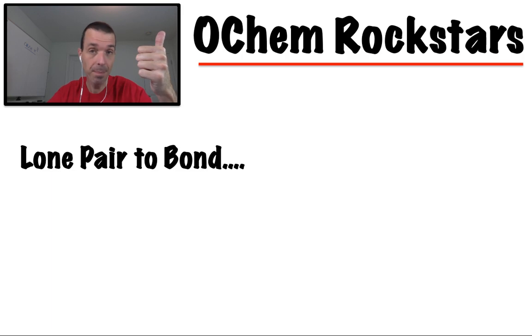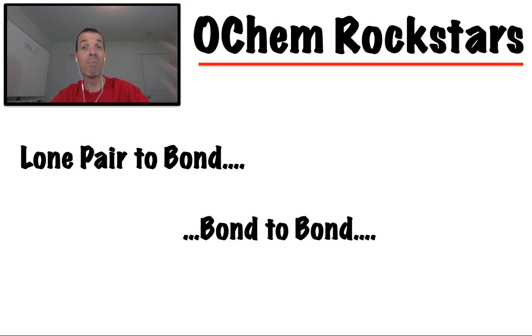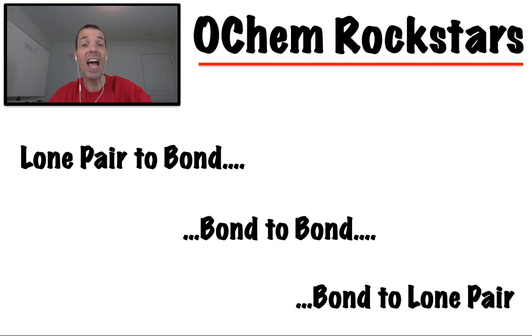Lone pair to bond. So we've talked about what lone pairs are. Those are if you have an atom and you have just two electrons floating around on there, that's a lone pair. A bond is between two atoms. You can have bond to bond, so one bond can go to another bond, or you can have bond to lone pair. Now you might be saying, well, Jay, not what I thought it was going to be. I don't understand this really.